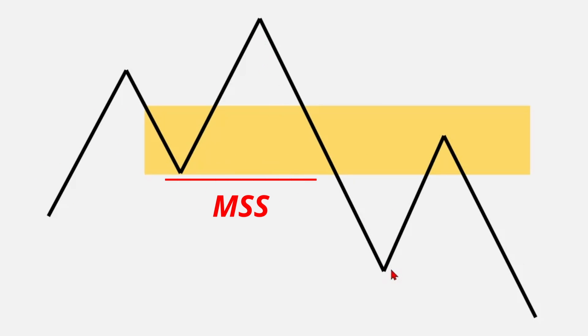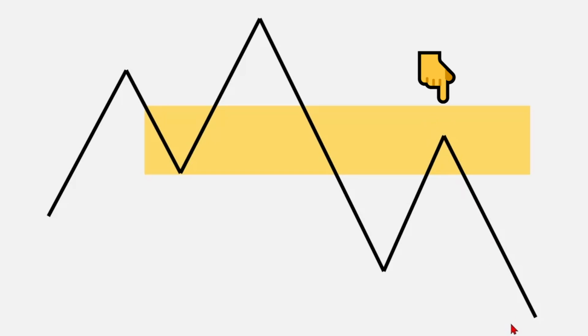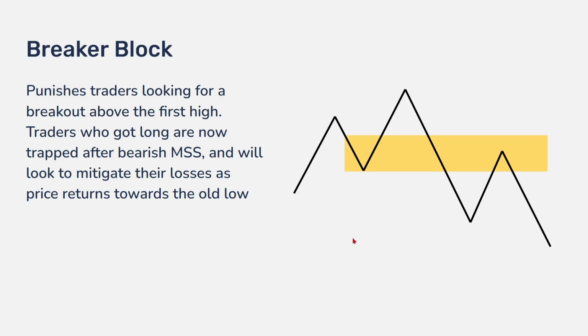You have this market structure shift caused by this aggressive move below an old low. And now with that shift in structure, you expect this old low to become resistance for price to potentially reject and continue lower. The psychology behind it, which ICT talks about in his core content, is that it's essentially punishing traders looking for a breakout above the first high. Those who got long somewhere in this leg are now trapped after the bearish market structure shift, and they're going to want to hold on and ideally wait for price to return to their break-even spot where they can exit their position for no loss.